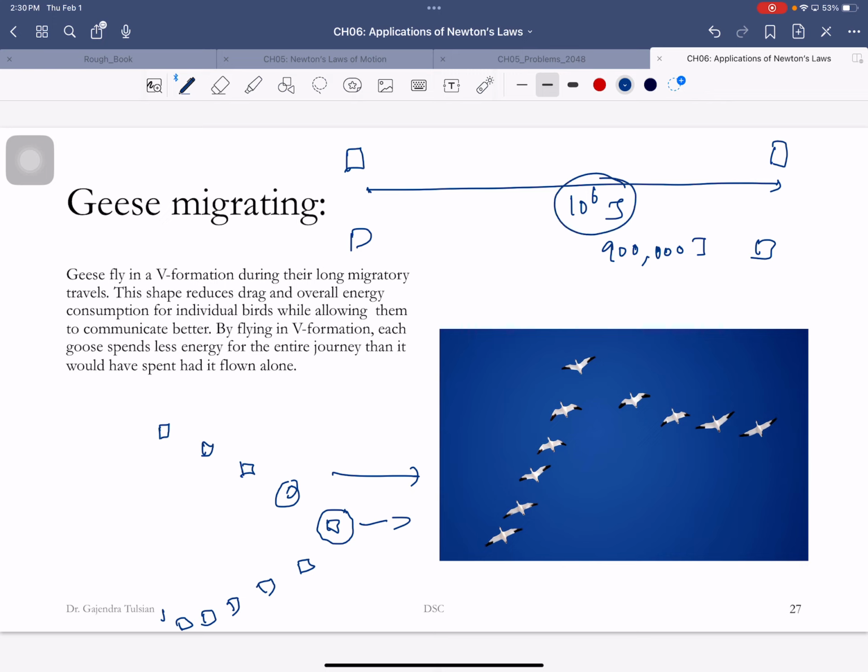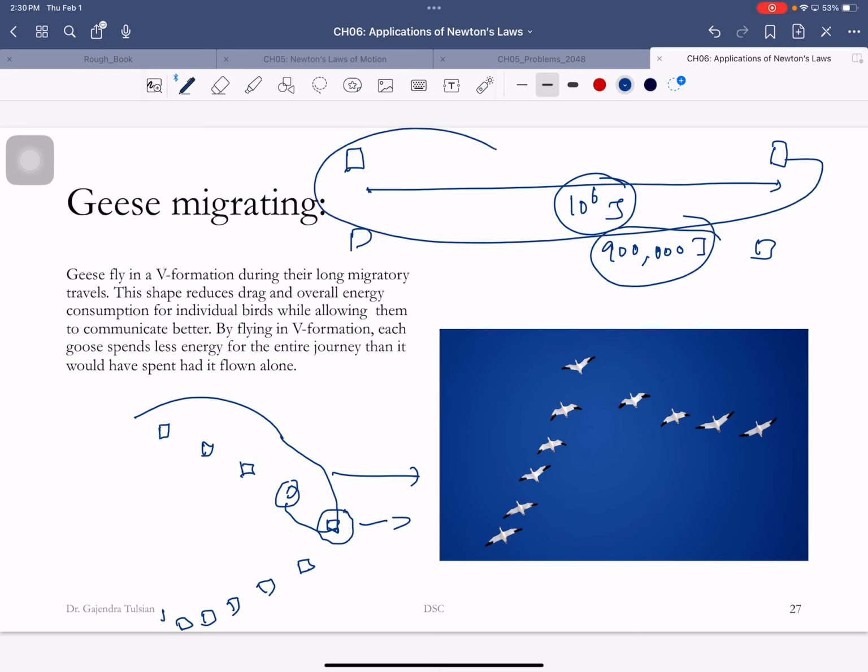They take turns. Yeah, I was about to say that. I'm sure they take turns. This guy will lead for a while, and then he'll go back. They all take turns. So by flying in formation, you save energy.